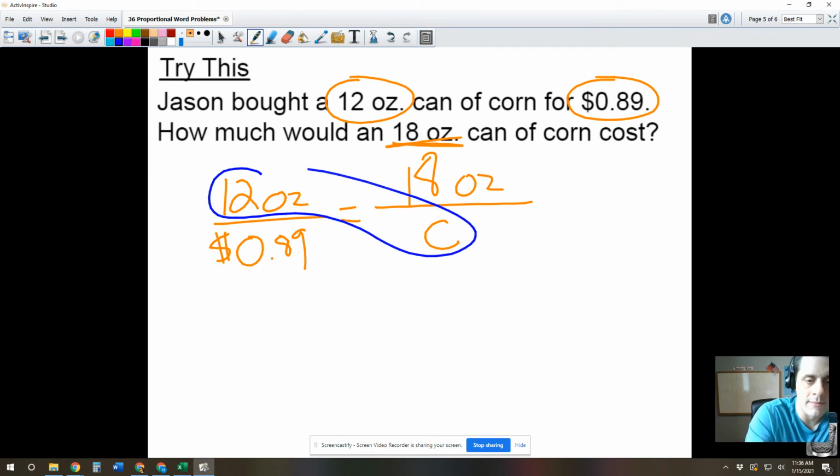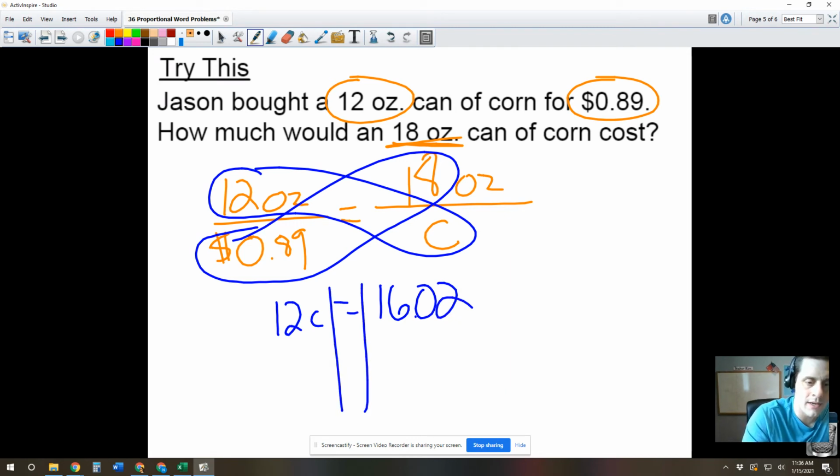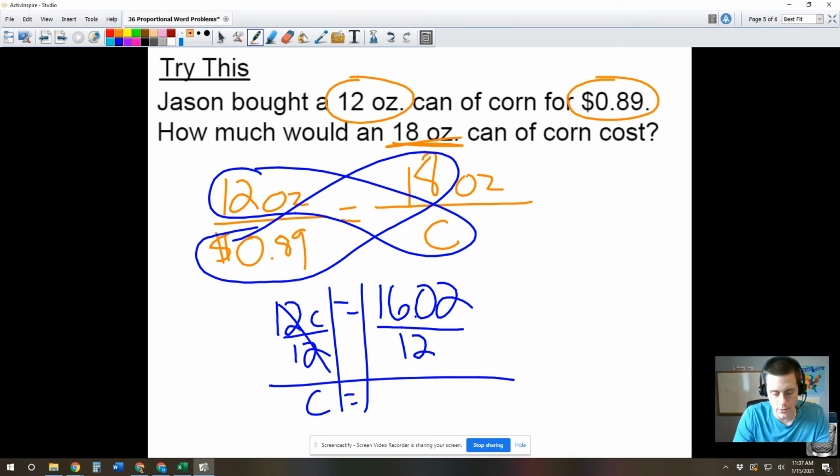Cross multiplying then, 12 times C is 12C equal to, then we're doing 89 cents times 18. So I type in 0.89 times 18 into my calculator. I get 16.02. And now we're solving for C by dividing both sides of the equation by 12. We get C equal to 16.02 divided by 12 is 1.335. Don't forget to label your solution. This is an amount of money, so I would label this as dollars. And when you do that, you should notice something's up.